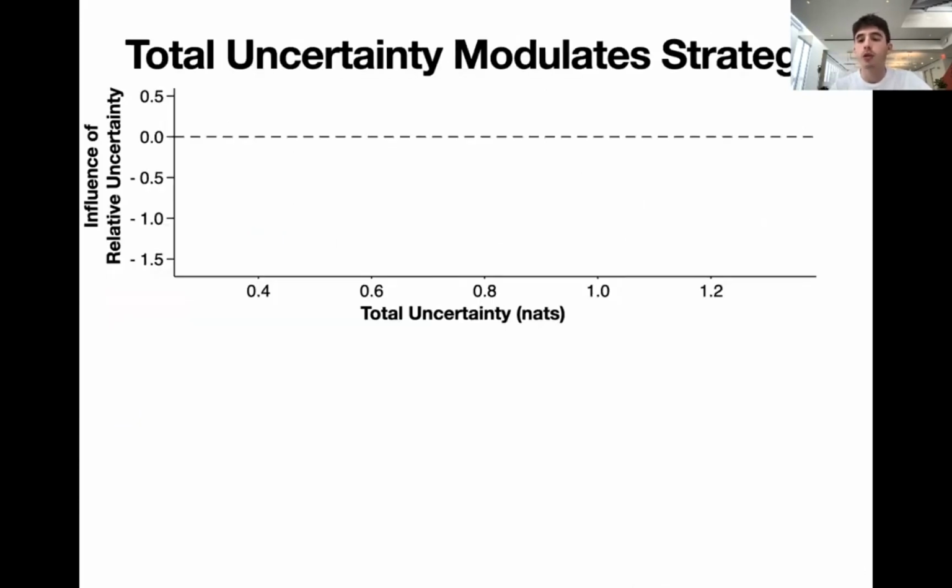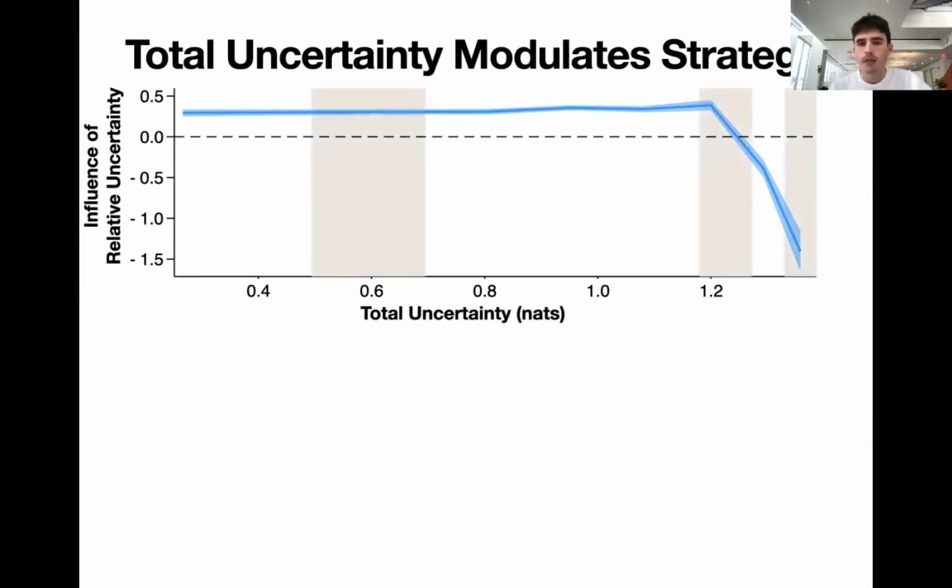Now, how is choice modulated by total uncertainty? I'm plotting total uncertainty on the x-axis, and on the y-axis, I'm plotting the influence of our decision variable, relative uncertainty. What we would expect is a flat positive line here, indicating that always participants are choosing the table that they are most uncertain about. We see that, but only for low and medium total uncertainty. For high total uncertainty, we see a strong negative relationship.